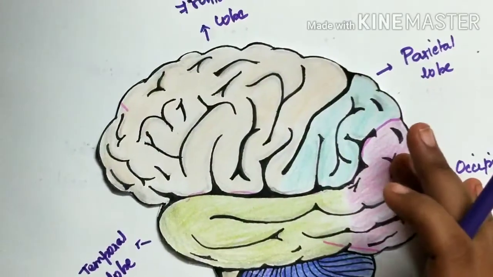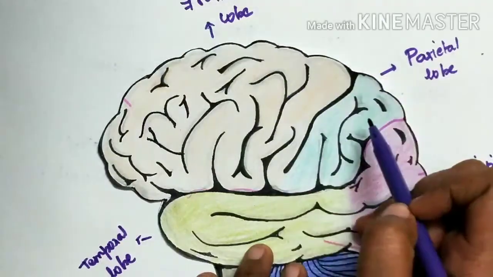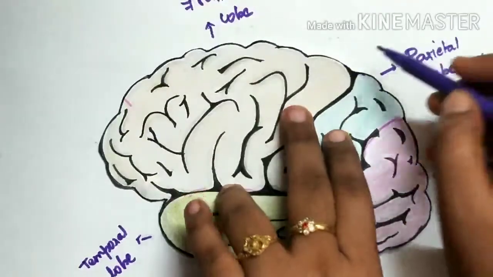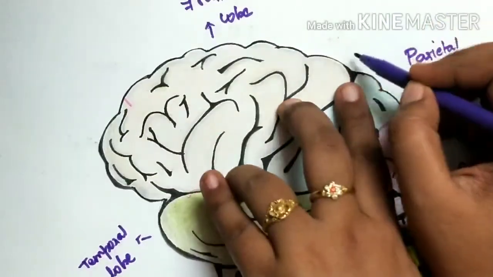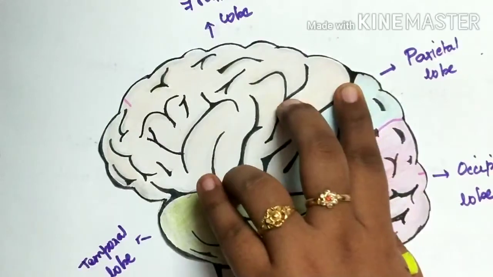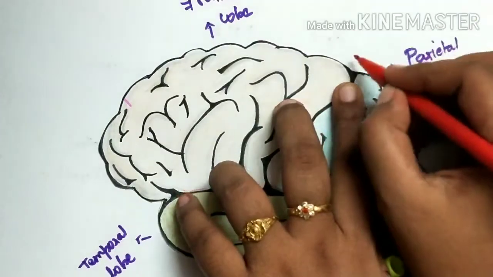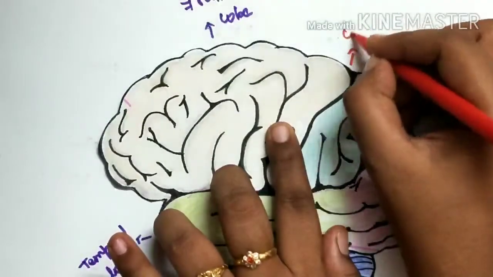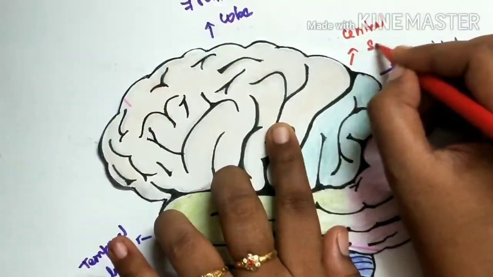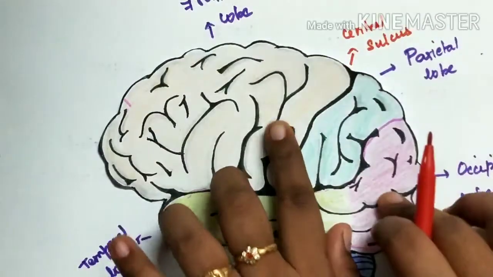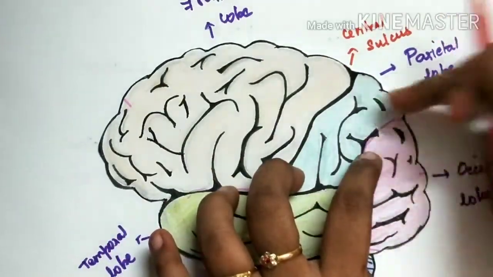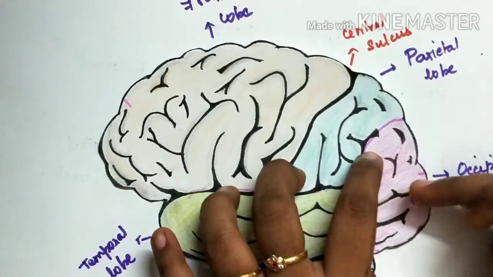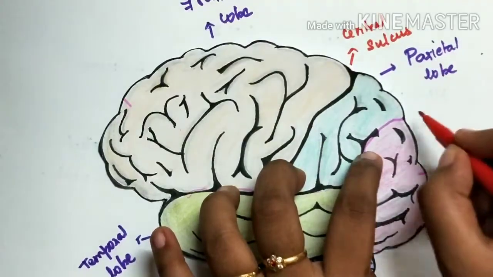Each lobe is separated by sulci, deep sulci. The sulcus separating the frontal lobe and parietal lobe is named the central sulcus. Next, the sulcus separating the parietal lobe and occipital lobe is called the parieto-occipital sulcus.